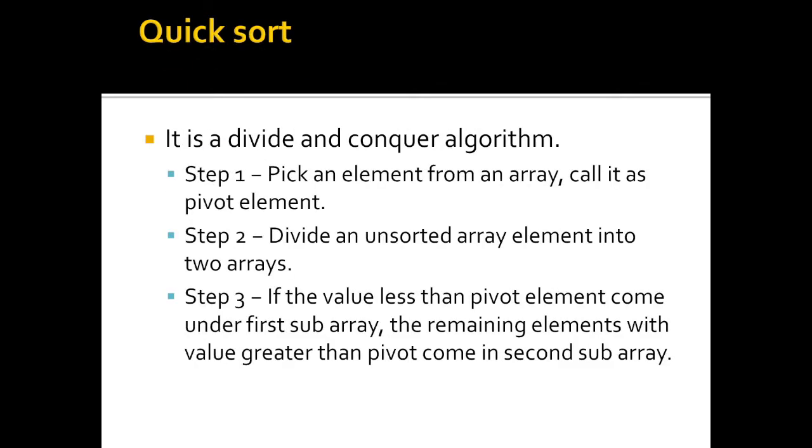Now, what is Quicksort? Quicksort is a divide and conquer algorithm. The steps here are: pick an element from an array and call it the pivot element. Then we divide the unsorted array into two arrays. The values less than the pivot element come under the first array, to the left of the pivot element. The remaining elements with values greater than the pivot element go in the second sub-array. Then we do this repeatedly until we have the sorted array.